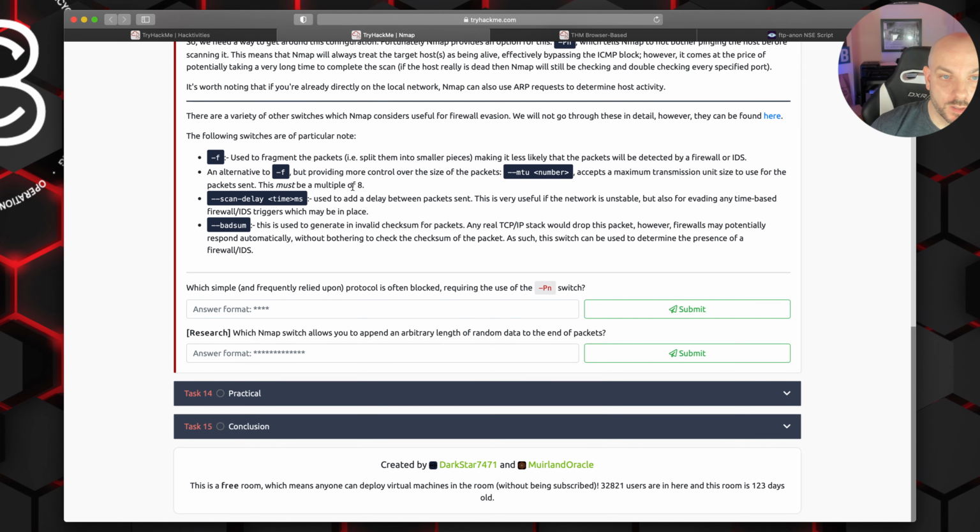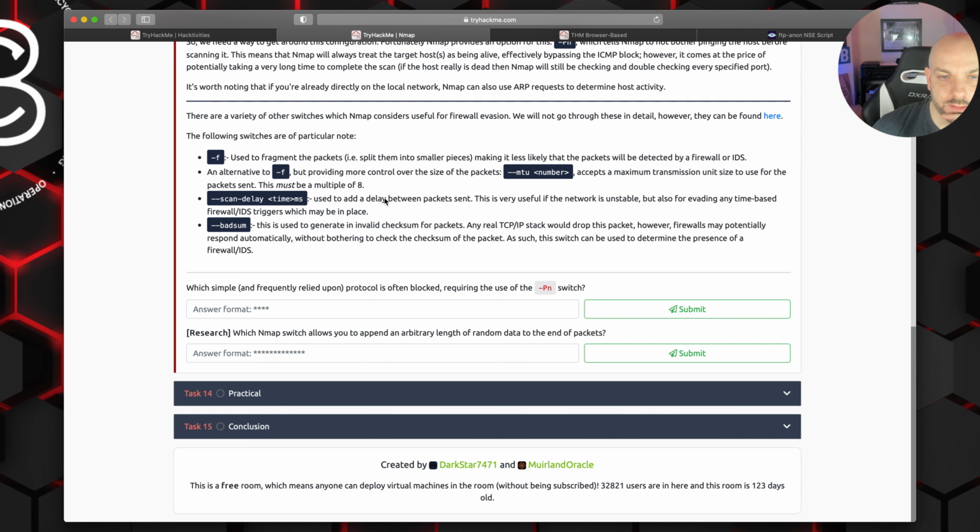The following switches are of particular note. -f is to fragment packets, which will make them less likely to be detected by the firewall, I would assume, unless the firewall or IDS is looking for fragmented packets. An alternative to -f is controlling the MTU size. I could see that being very useful in certain situations.